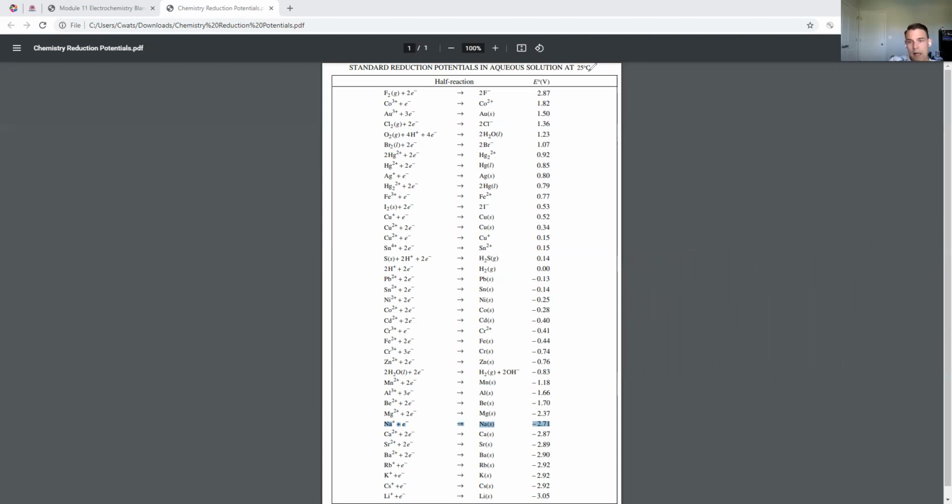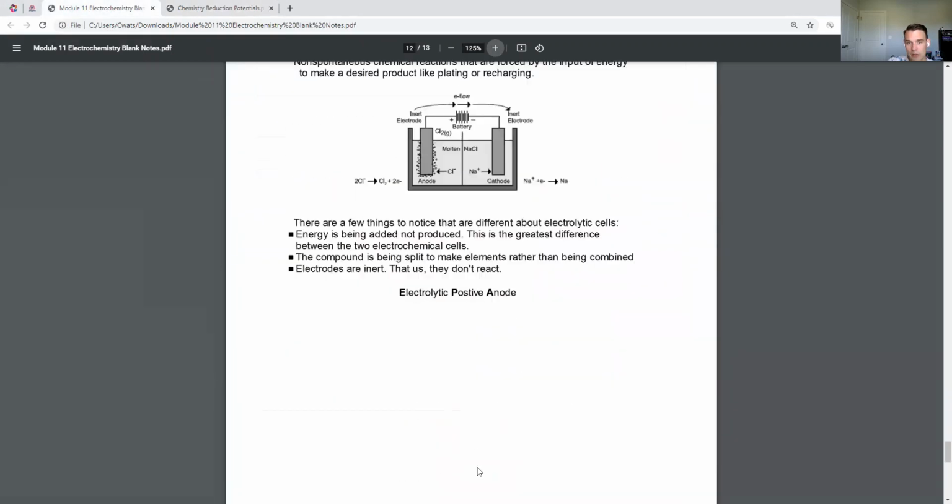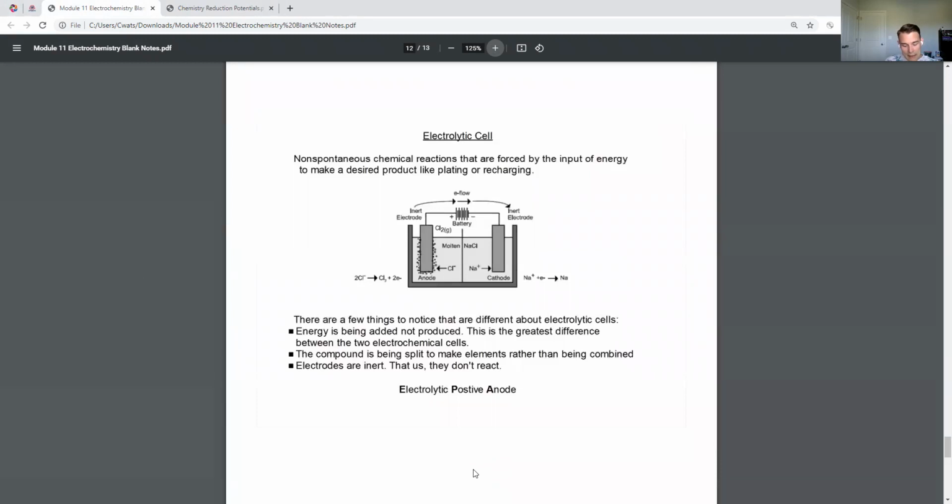And so make sure you have a copy of the standard reduction potential table saved on your computer or somewhere near you so that you can reference it when you're doing this stuff, working on the practice and the quiz that will be going along with this. And then the last thing is an electrolytic cell, which is non-spontaneous. It requires energy. So you'll notice this is different because a battery is included.